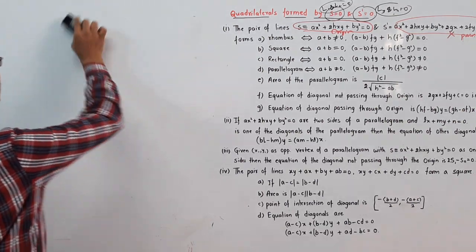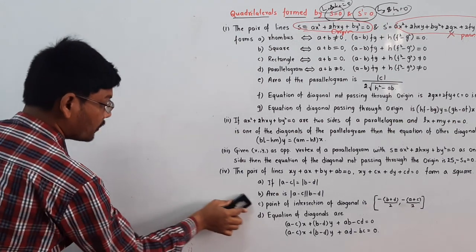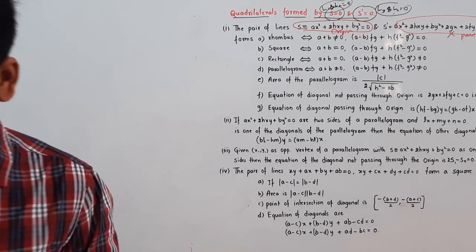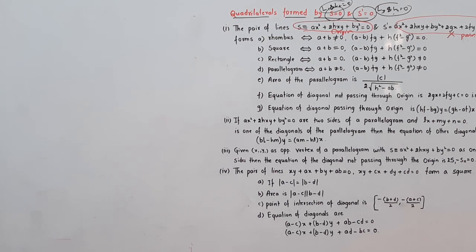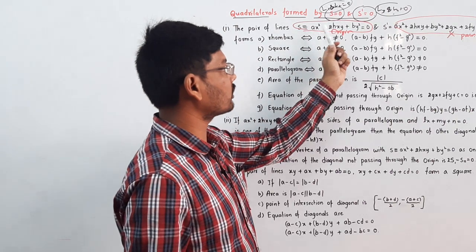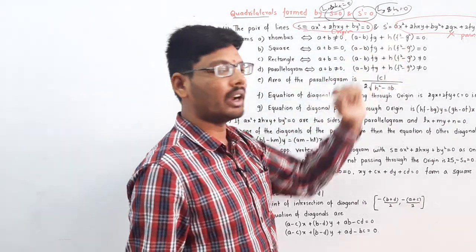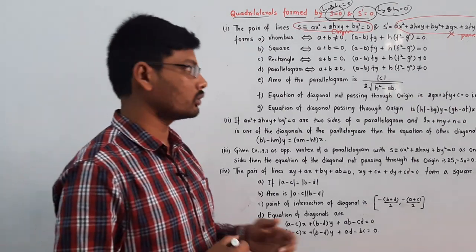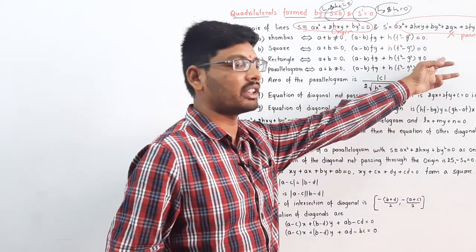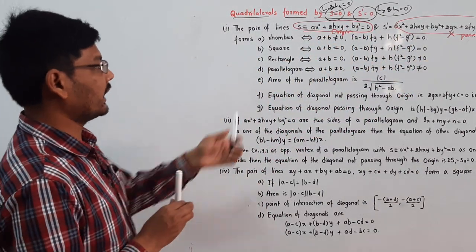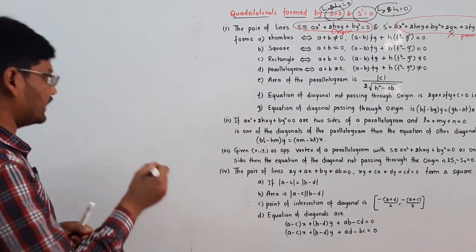See here, the quadrilateral is framed by two pairs of straight lines. In each pair of straight lines, we get two lines: L1 and L2 is equal to 0, and L3 and L4 is equal to 0. So the first case I am taking here, the pair of straight lines S is equal to ax square plus 2hxy plus by square is equal to 0, and S dash is equal to ax square plus 2hxy plus by square plus 2gx plus 2fy plus c is equal to 0. These two are not passing through the origin, these two are passing through the origin. And in that we have 7 conditions here. The first one is rhombus.